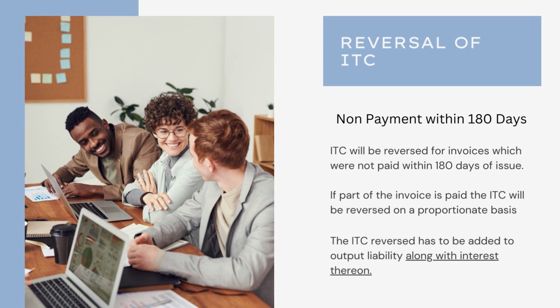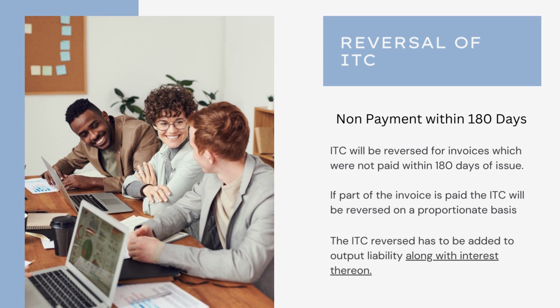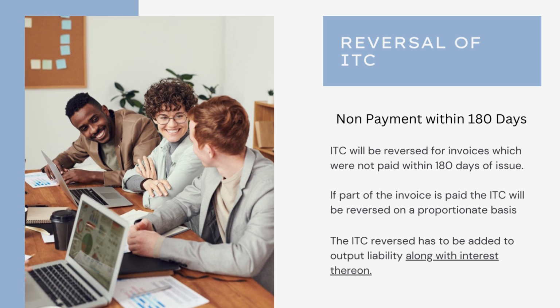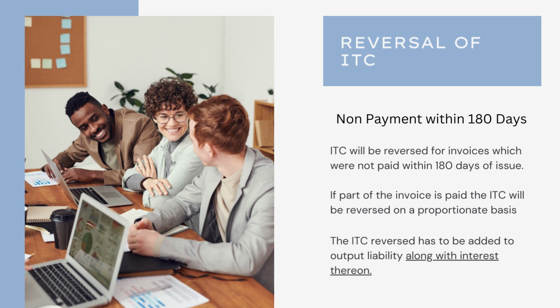Reversal of ITC. Non-payment within 180 days. ITC will be reversed for invoices which were not paid within 180 days of issue. If part of the invoice is paid, the ITC will be reversed on a proportionate basis. The ITC reversed has to be added to output liability along with interest thereon.